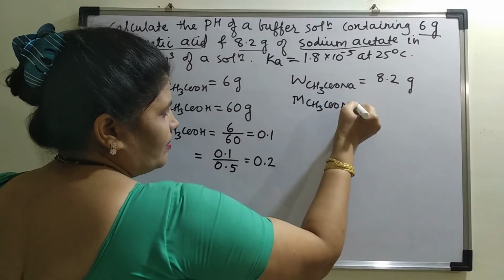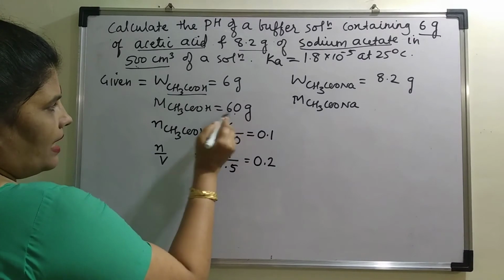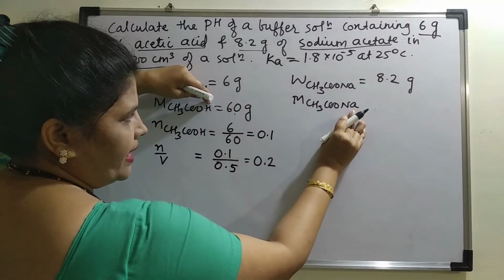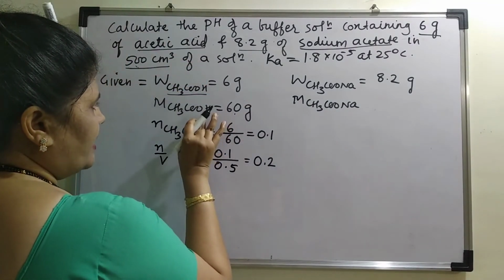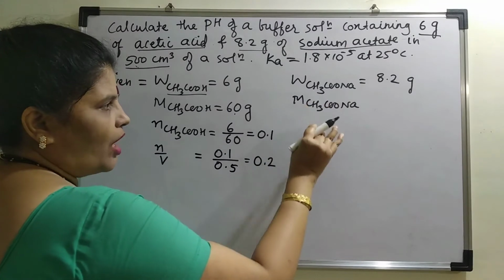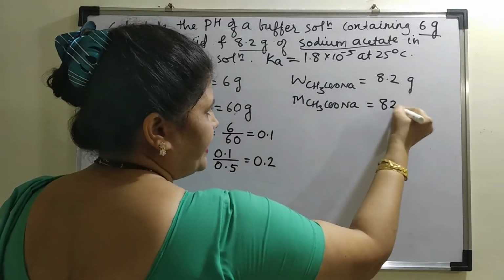See this, student, for acetic acid it is 60 gram. The difference is that hydrogen is replaced by sodium. Means from this 60, one hydrogen has gone and 23 is added. Means how much is added to this is 22. So its mass will be 82 gram.